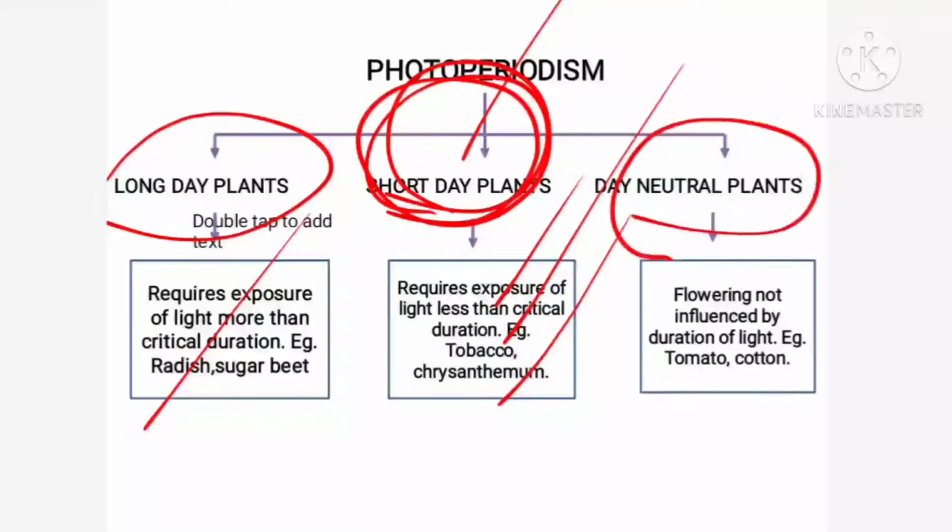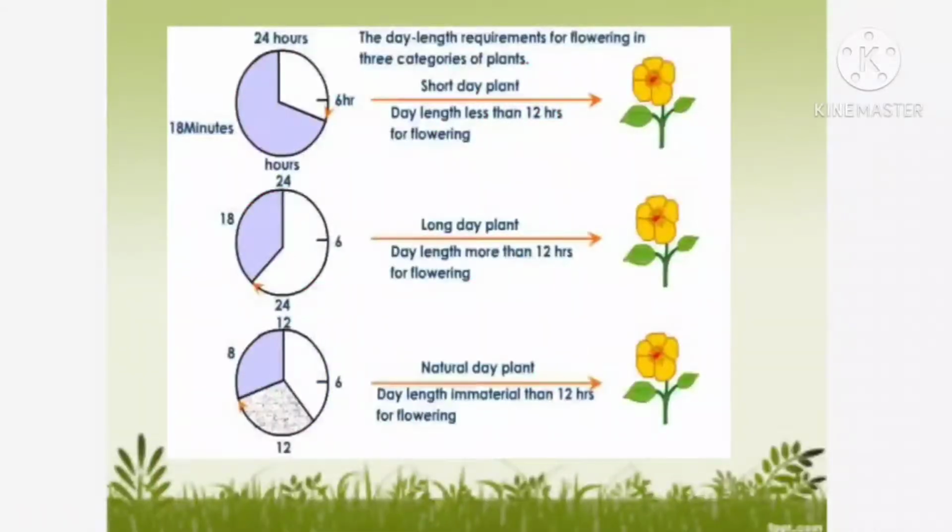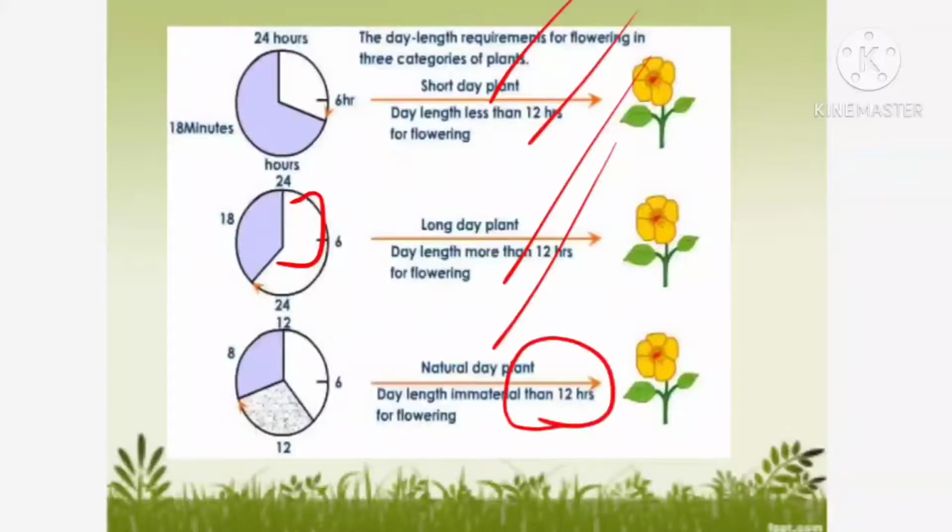Day neutral plants, where flowering is not induced by duration of light, like tomato and cotton, it doesn't matter at all. They need light, that's it, duration doesn't matter. Then we call them day neutral plants. The last thing we are going to see is that short day plants have day length less than 12 hours, long day plants have day length more than 12 hours, and day neutral means day length is not at all a factor.